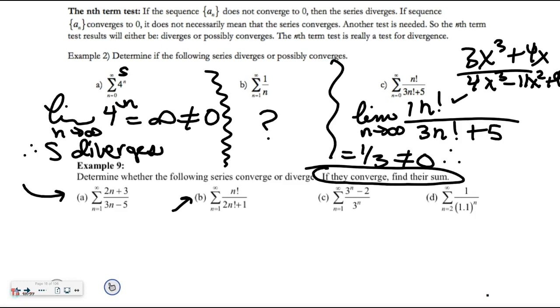Did you get it, Connor? What did you write on your paper? Let's pretend it's a FRQ. I said limit of n factorial over 2n factorial plus 1 as n goes to infinity equals 1/2. And then 1/2 does not equal 0, so it diverges by the nth term test. Perfect. Okay? Perfect.